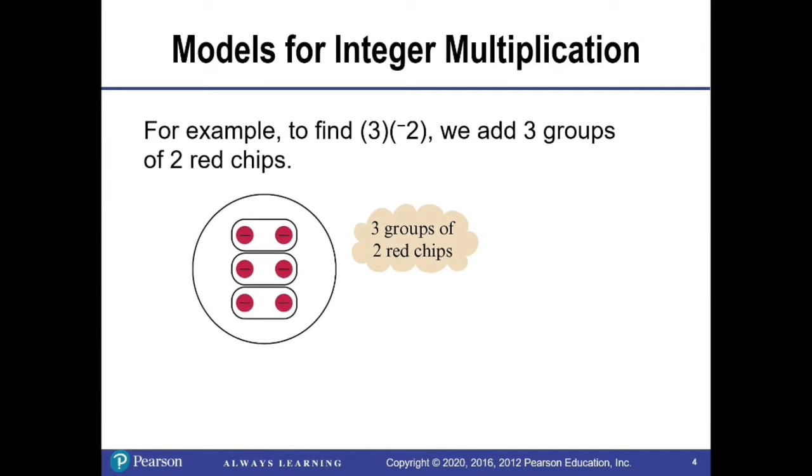For example, let's suppose we want to find 3 times negative 2. The first number is positive, so we add 3 groups of 2. The 3 tells us how many groups, the 3 groups. And the negative 2 tells us that we're adding the red chips. So notice in our picture we have 3 groups of 2 red chips.